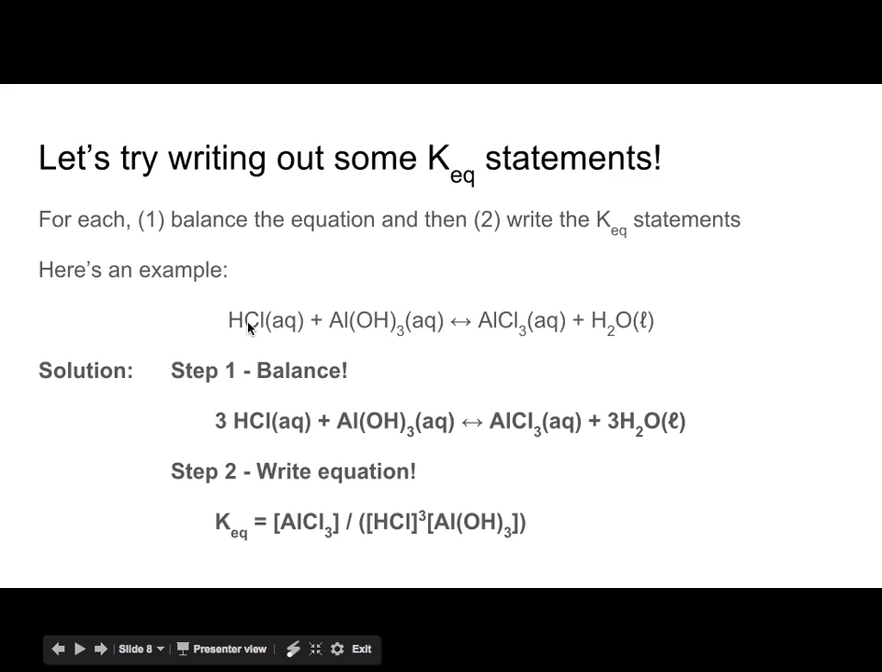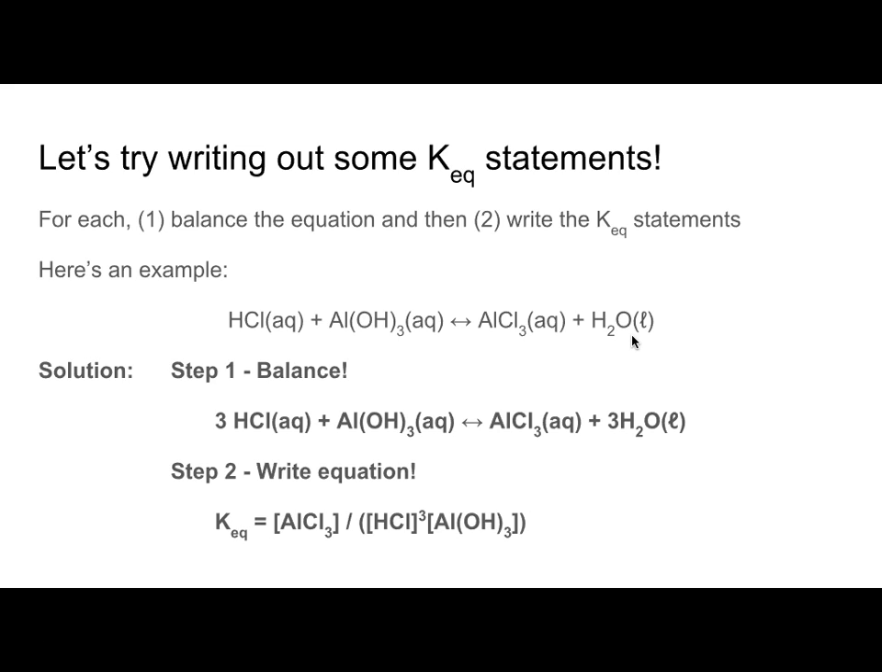So the example would be hydrochloric acid plus aluminum hydroxide in equilibrium with water and aluminum chloride. Step number 1, I need to balance it. When I go through and balance, I realize I need 3 chlorine, so I'll stick a 3 in front of that HCl. That gives me 3 H's, that's 3 OH's, so I need to have 3 waters, so I put a 3 over there. I have 1 aluminum, everything's balanced. So I just need 3, 1, 1, 3, balanced.